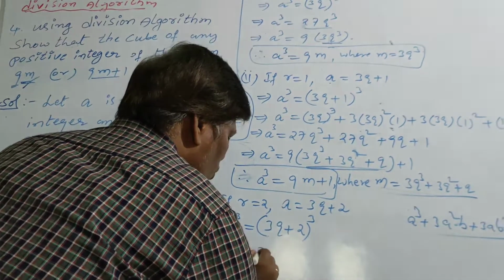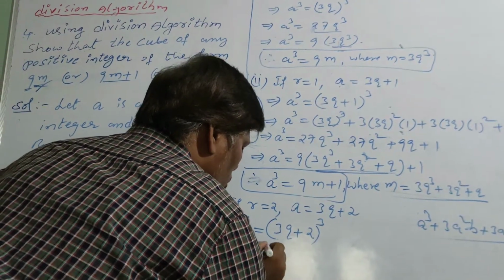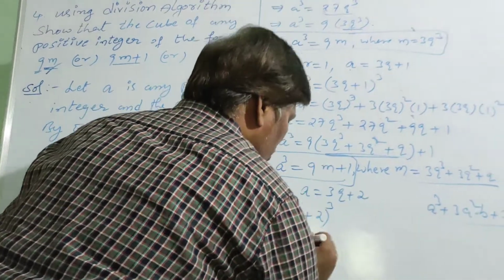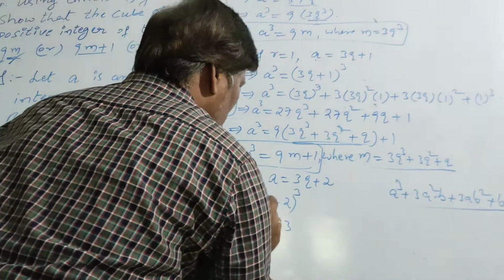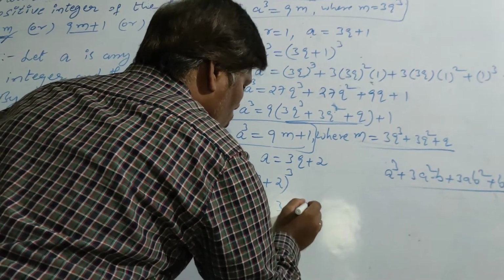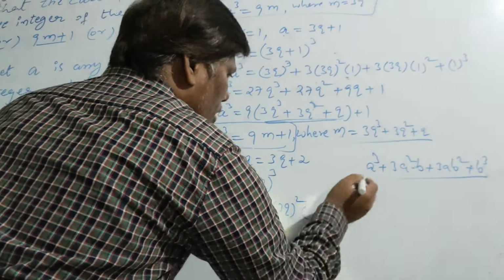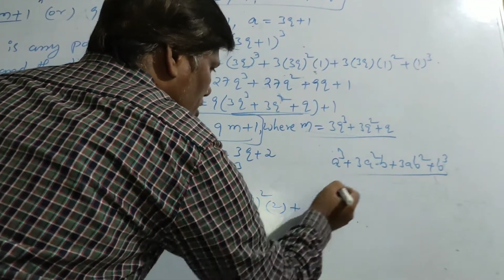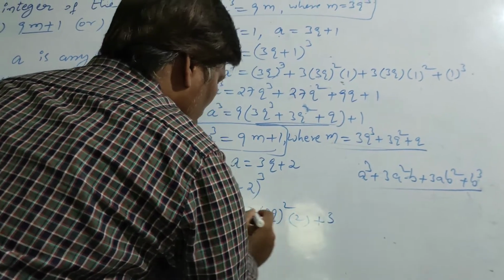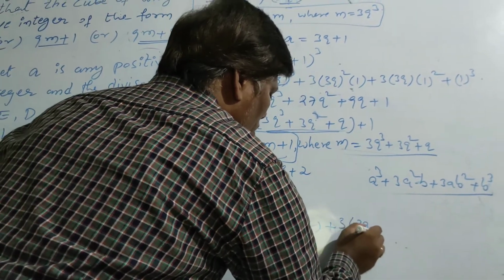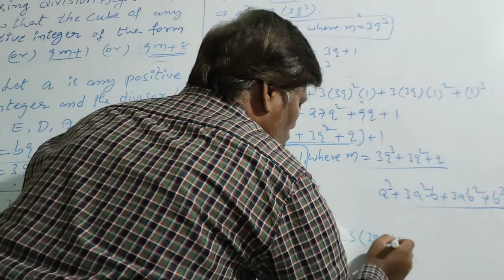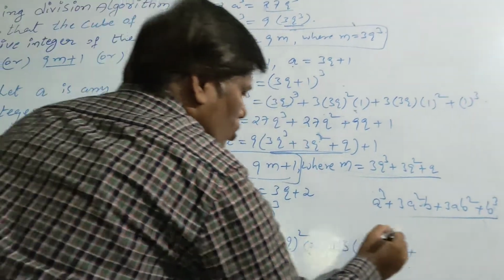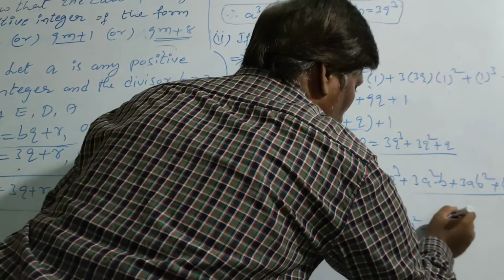So here the first term a cube. Here what is a? 3q. So a cube means 3q whole cube we should write, plus 3a square b. A is equal to 3q, so a square means 3q whole square. B is equal to 2. Plus next term 3ab square: 3, a means 3q, b square means 2 square. And the last term b cube, b means 2, so b cube means 2 whole cube.